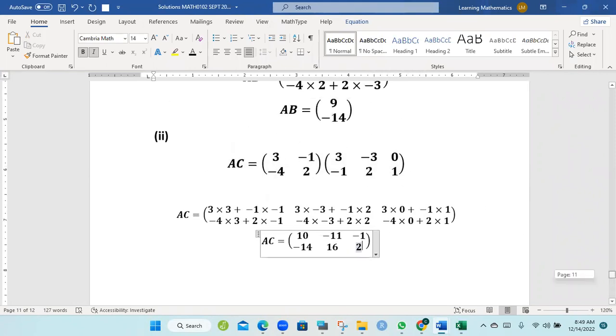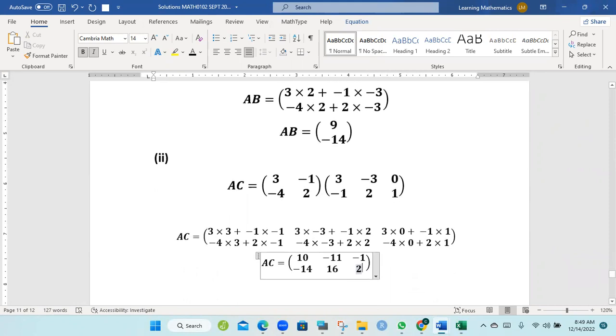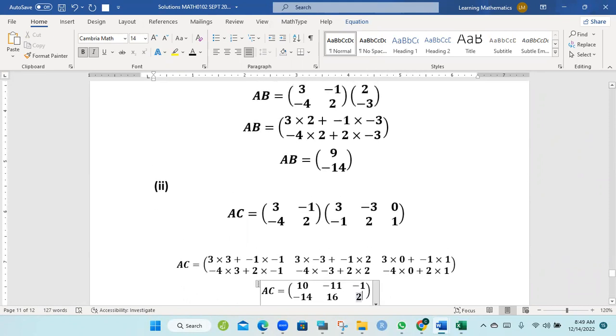So we have multiplied 2 pairs of matrices there, A times B and A times C. Always remember matrix multiplication: the elements in the rows times the elements in the columns. Rows of the first, columns of the second.